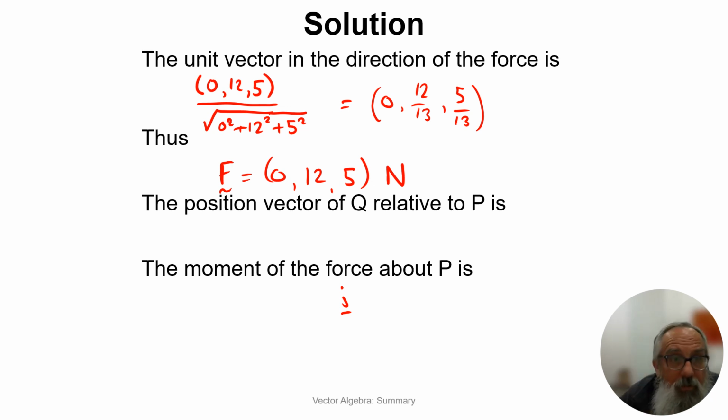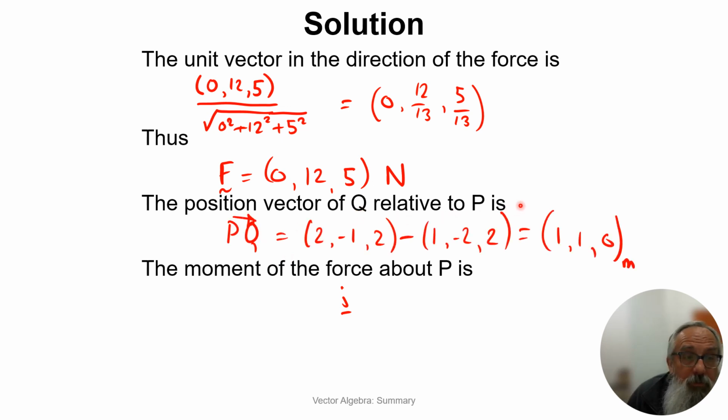that unit vector times the magnitude of the force, which was 13 conveniently, so this 13 crosses out. So we've got a force vector, and the position vector of P relative to Q. We subtract Q from P and we get (1, 0, 1).